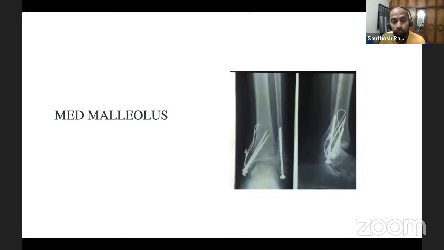We do an open reduction, look for any loose fragments, and anteriorly we verify the reduction as well and fix it with CC screws. Or another good option is you do a TBW. Better than this, actually, if you put a screw and around the screw we do a cerclage wiring, that is good. And even for the fibula also, this is one fixation.